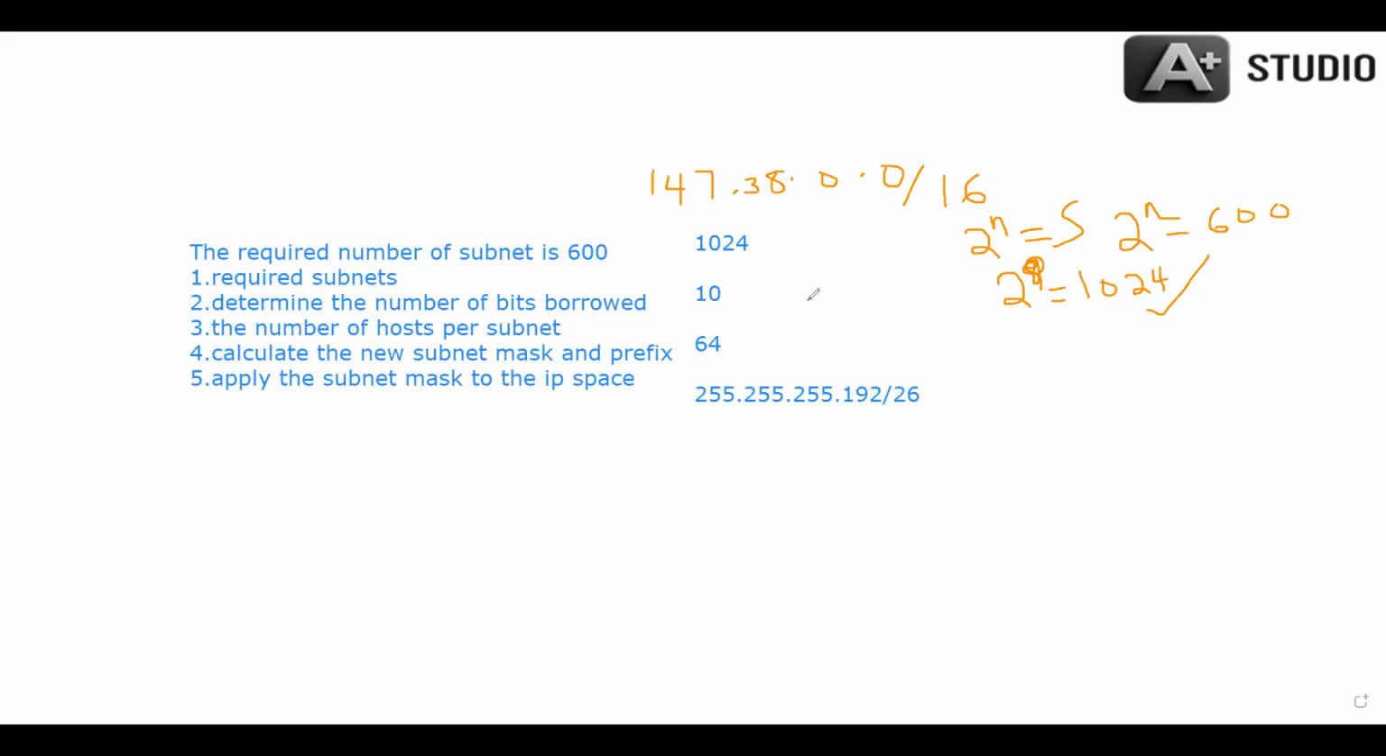For question 2, it says determine the number of bits borrowed. So it becomes 10, and that is correct as well. Then question 3 says what is the number of hosts per subnet. Number of hosts per subnet. The answer given was 64.